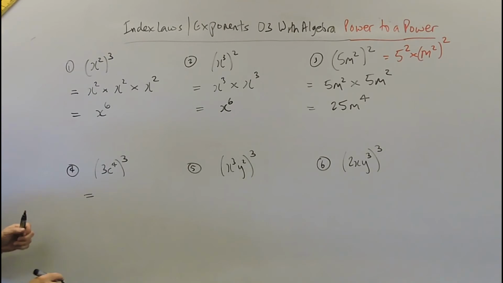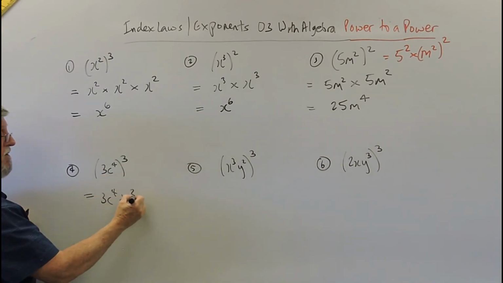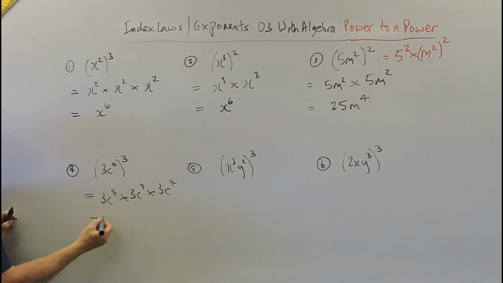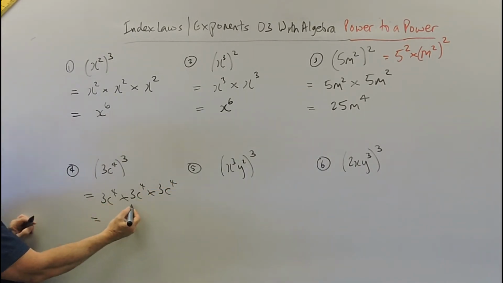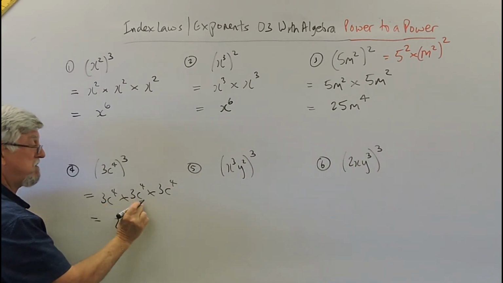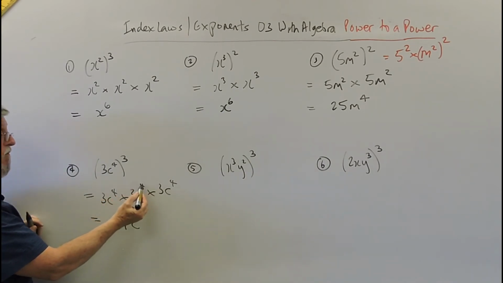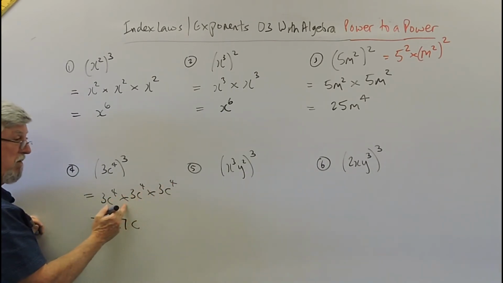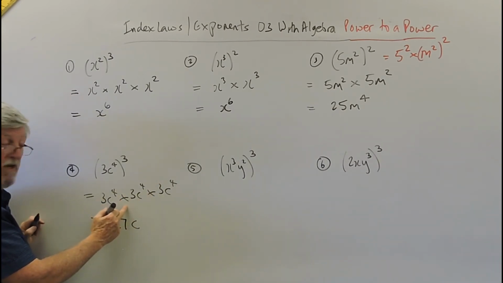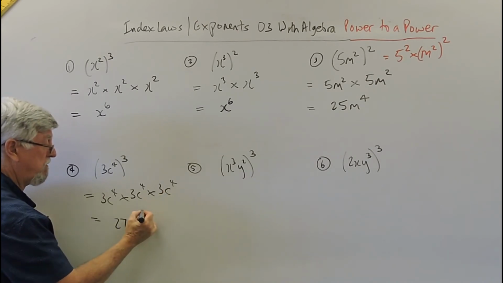If we wrote it out in full, you could go 3c to the 4 times a 3c to the 4 times by another 3c to the 4. And these are normal 3s. 3 3s are 9, and 9 3s are 27. The bases stay the same. And then you've got this 4 plus the 4 plus the 4. When we're multiplying, we add the powers. So multiplication, we add the powers. So that's a 4, and a 4 is 8, and another 4 is 12.